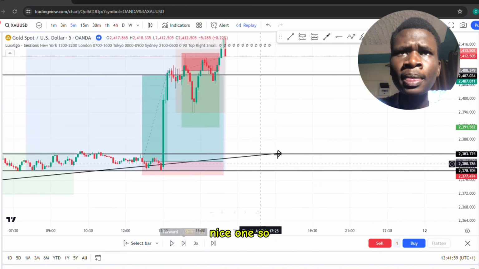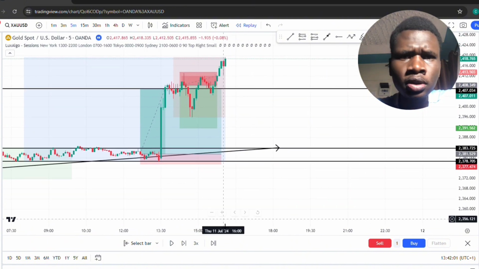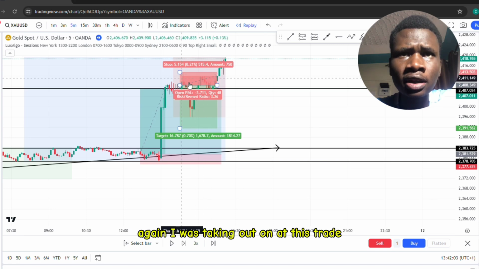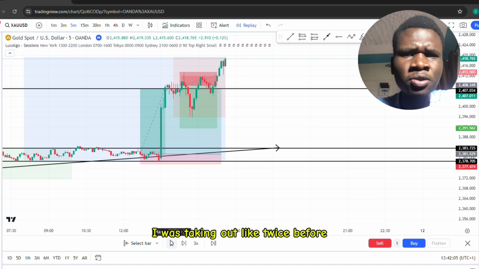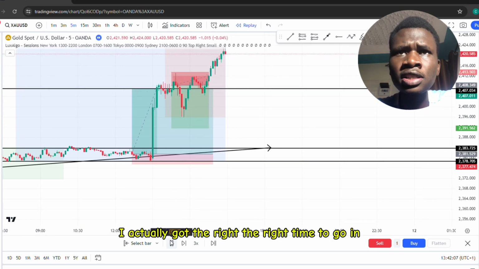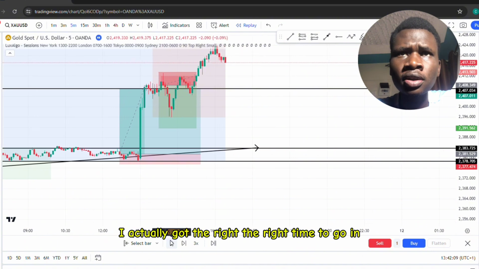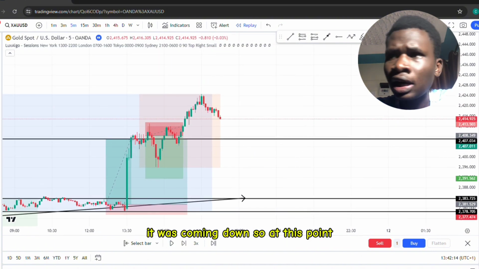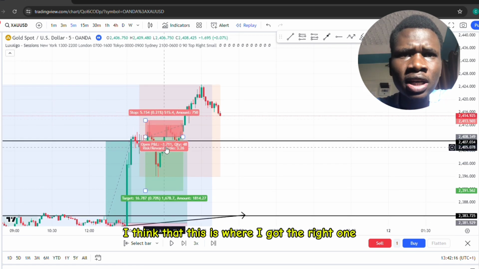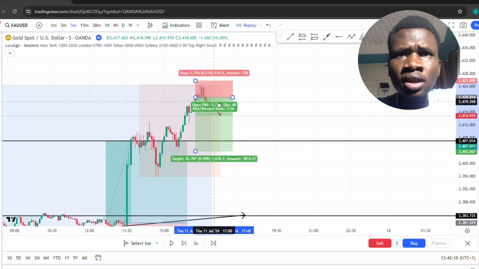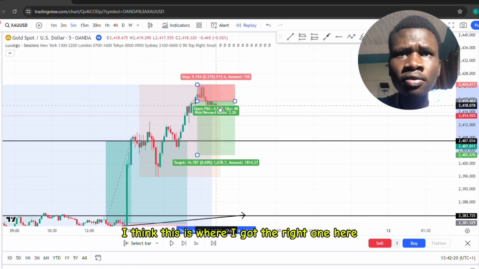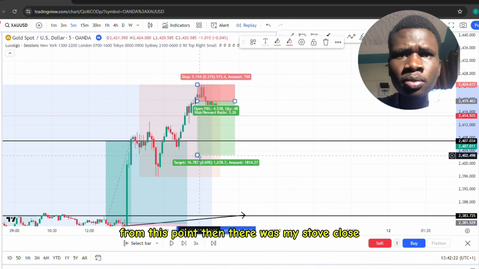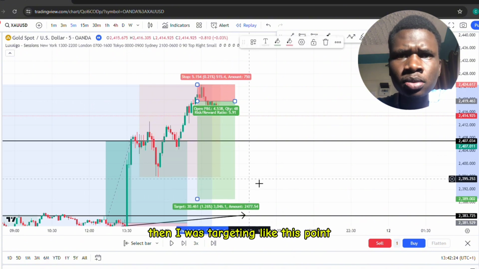Nice one. So again, I was taken out at this trade. I was taken out like twice before I actually got the right time to go in. I was still confident that it was coming down. So at this point, I think that this is where I got the right one. Yeah, from this point, then there was my stop loss. Then I was targeting like this point.